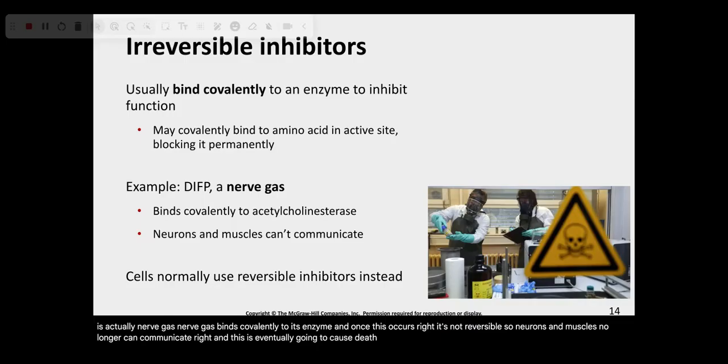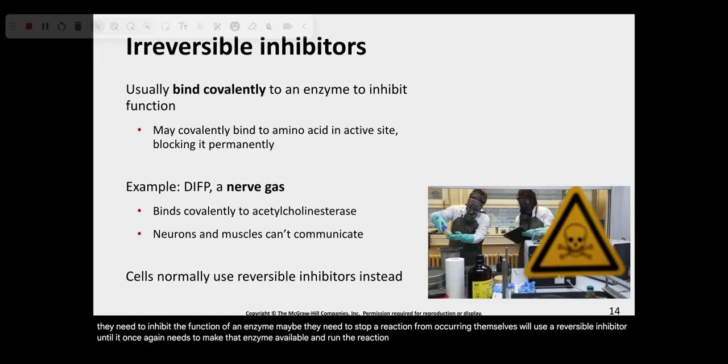So cells don't typically use irreversible inhibitors. In fact, nerve gas is one of those types of biological warfare that's prohibited. Cells will normally use a reversible inhibitor instead. If they need to inhibit the function of an enzyme, maybe they need to stop a reaction from occurring, then cells will use a reversible inhibitor until it once again needs to make that enzyme available and run the reaction.